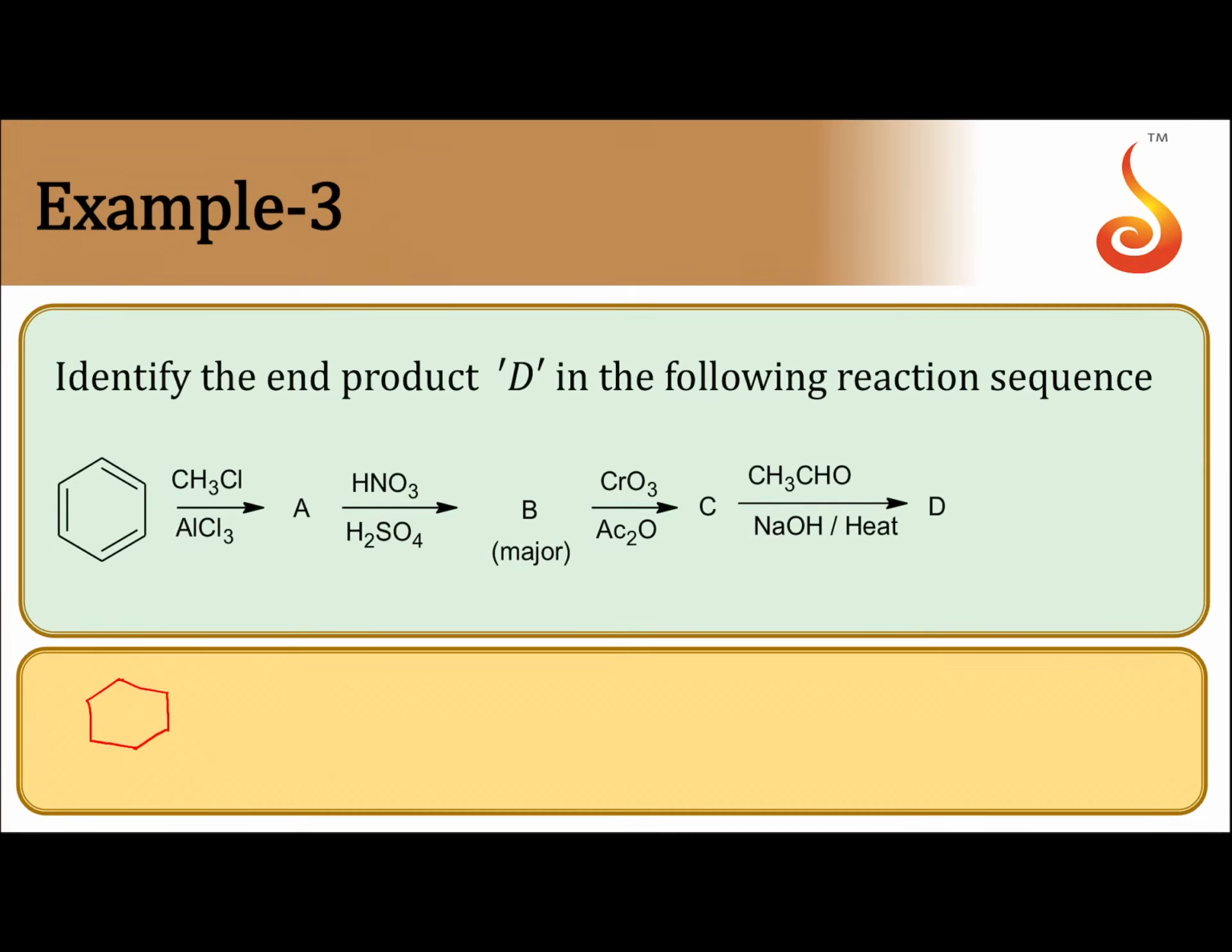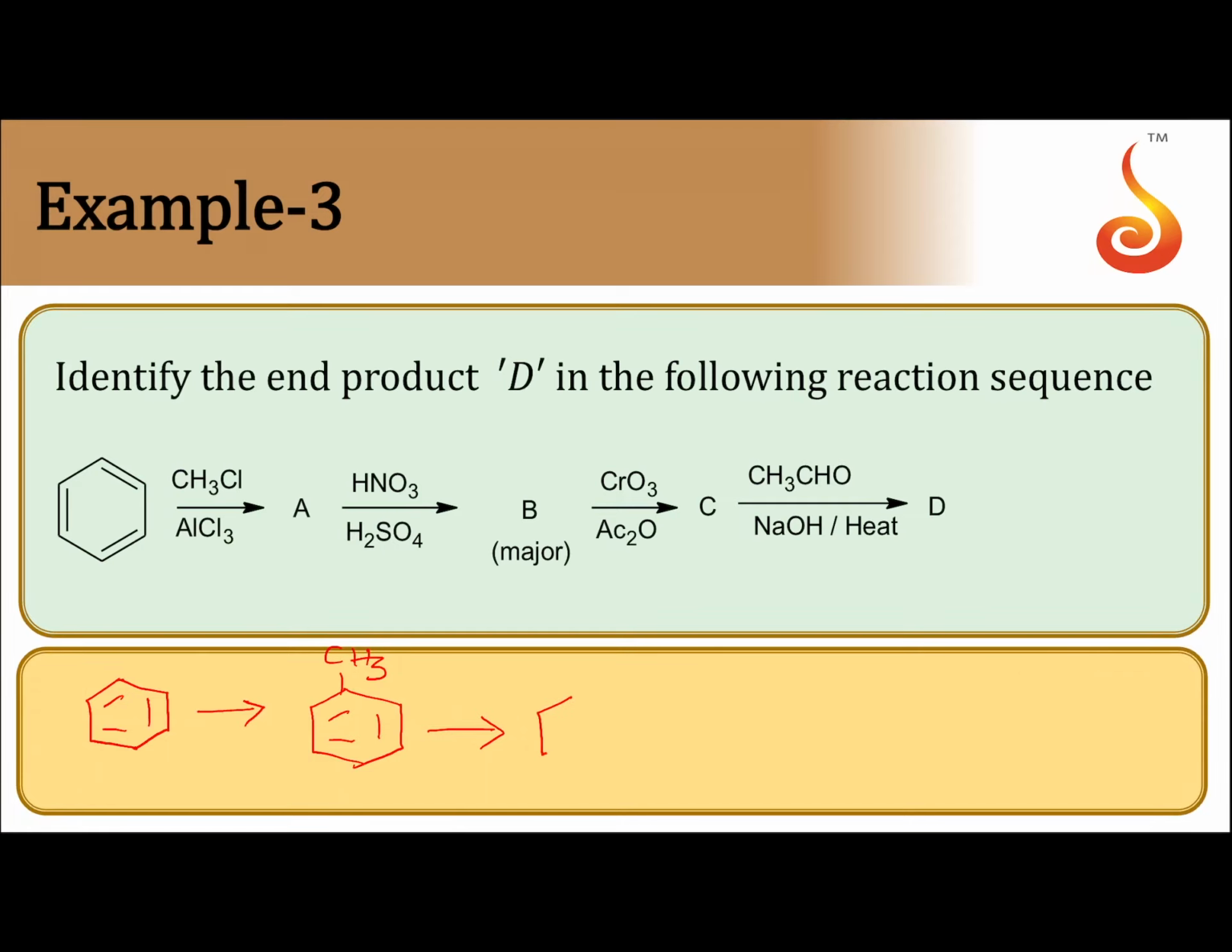What is the first compound? First compound is benzene. Benzene is treated with methyl chloride and anhydrous aluminum chloride. What is that reaction? Friedel-Crafts alkylation. So you will get methyl benzene.